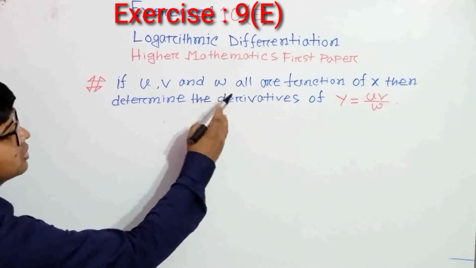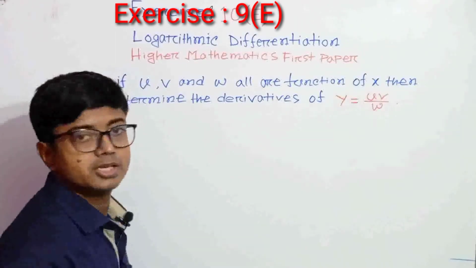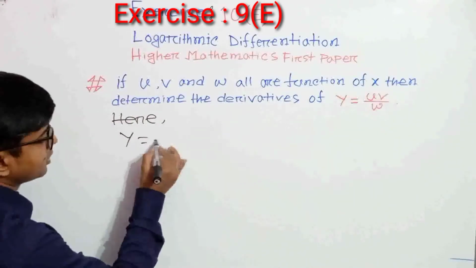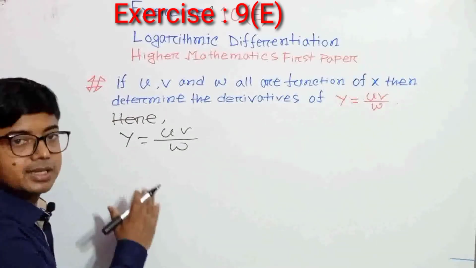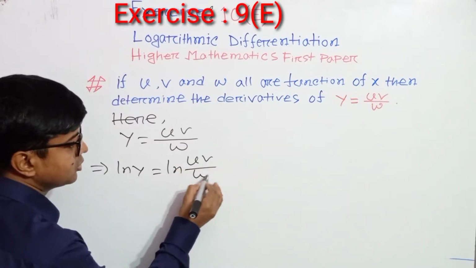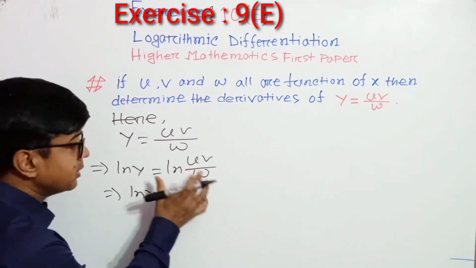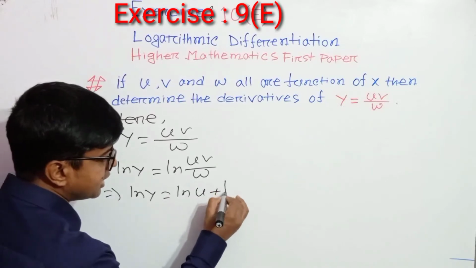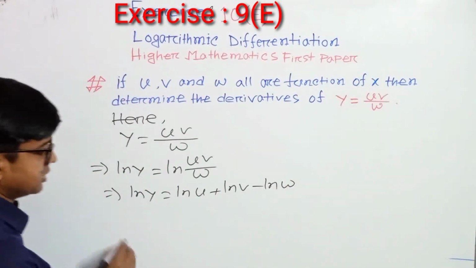If u, v and w all are functions of x, then determine the derivative of y equals uv by w. Here y equals uv by w. Now take ln on both sides. ln y equals ln of uv by w. Now applying the formula of logarithm, we can write here ln u plus ln v, and here minus ln w.